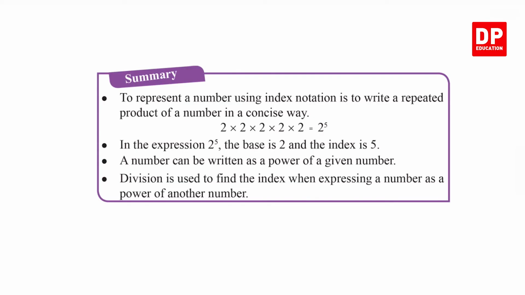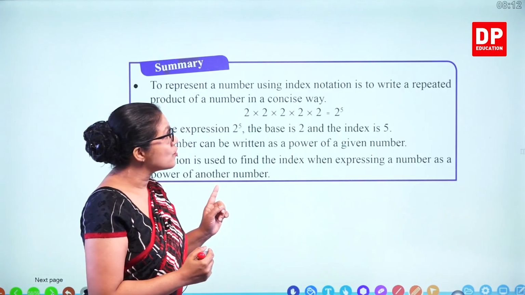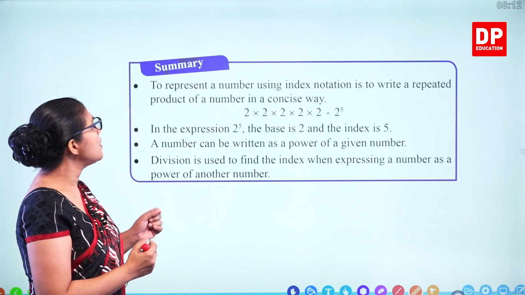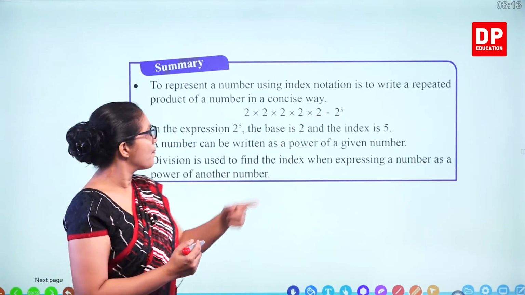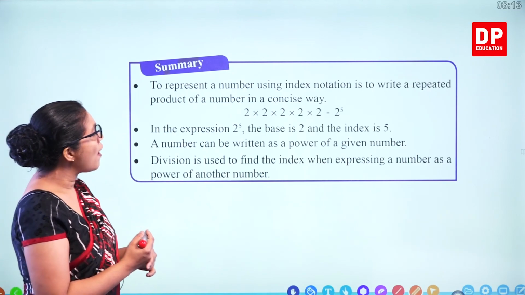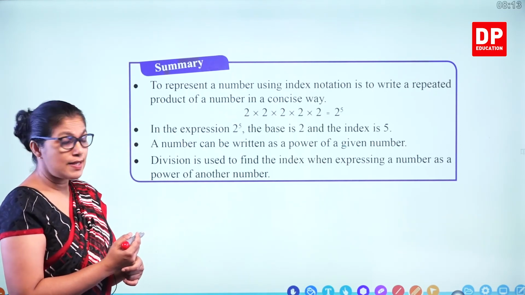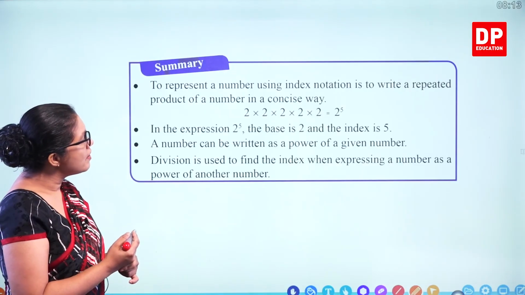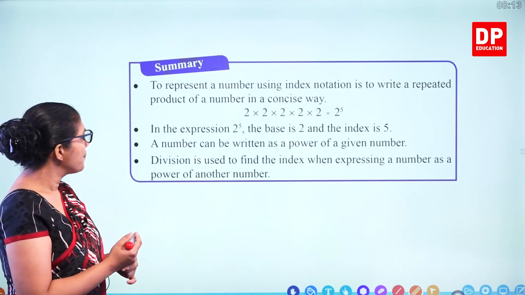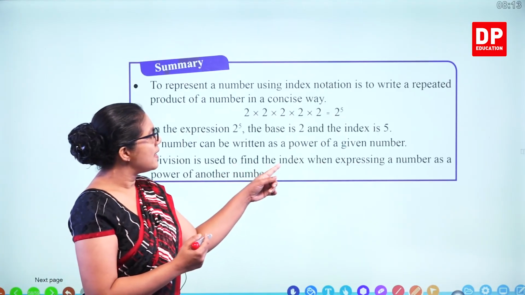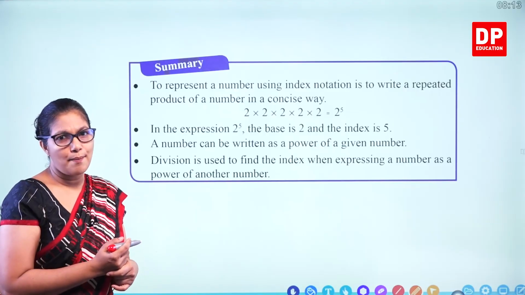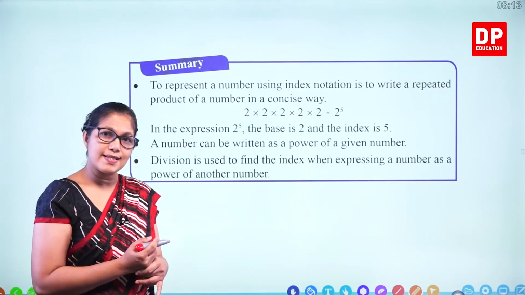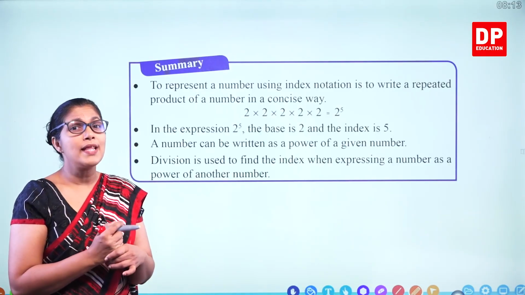So we covered all theory related to indices. To represent a number using index notation is to write a repeated product of a number in a concise way. So 2 to the power of 5. In the expression 2 to the power of 5, the base is 2 and the index is 5. The number can be written as a power of a given number. Division is used to find the index when expressing a number as a power of another number. So practice all the exercises and examples and be thorough with indices.